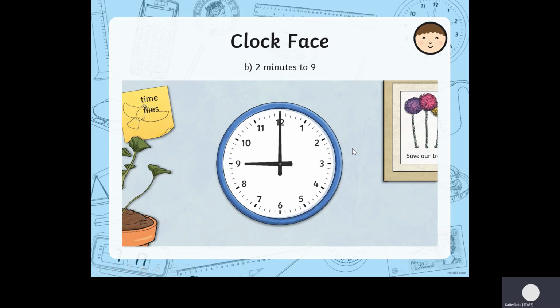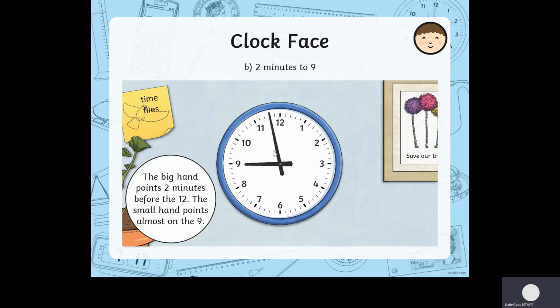Okay, 2 minutes to 9. What should our clock look like? Let's see. So the big hand is pointing to 2 minutes before the 12 and the small hand points to almost on the 9. It's almost 9 o'clock, just 2 minutes before.